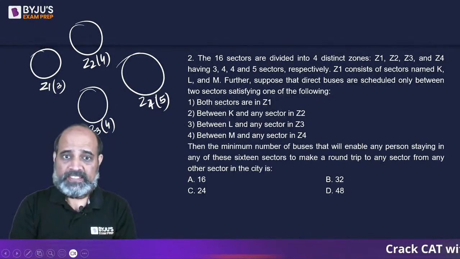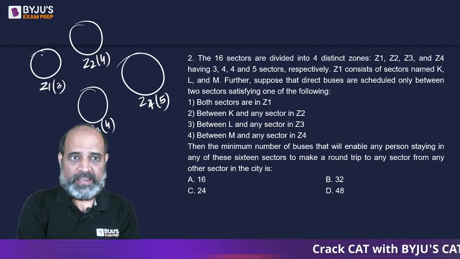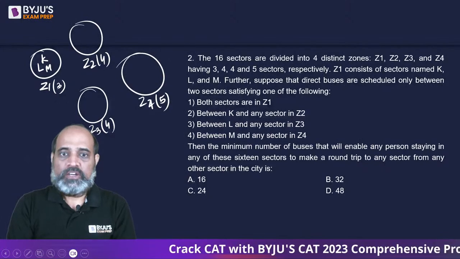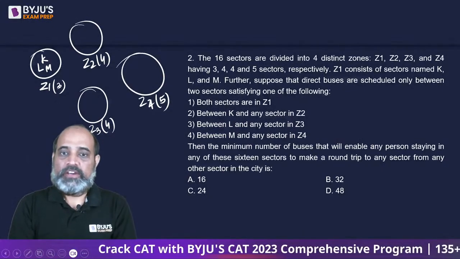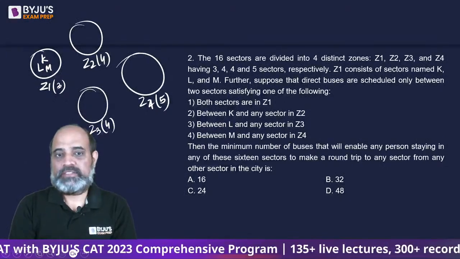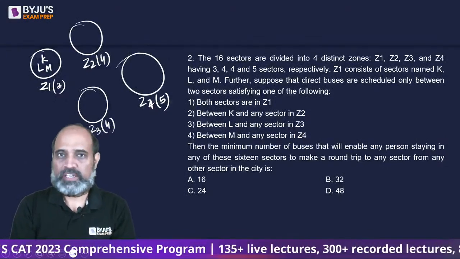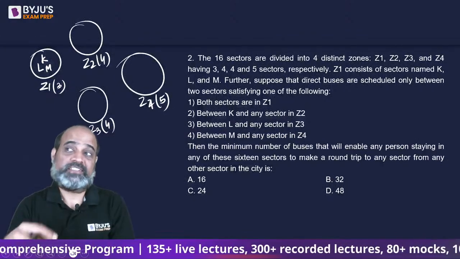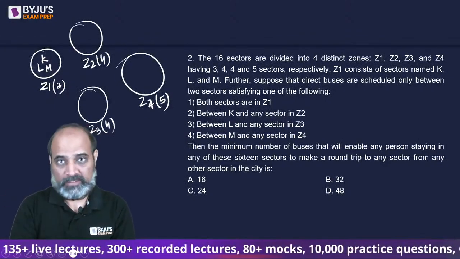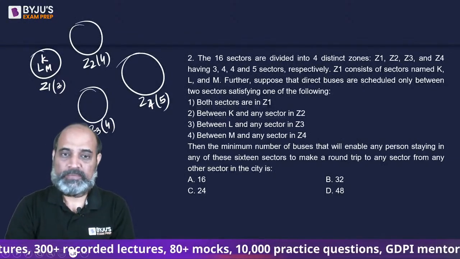Z1 consists of sectors named K, L, and M. So we have K, L, and M. Both sectors, okay. Further, suppose that direct buses are scheduled only between two sectors. Sectors की जगह city आप समझो. Okay, sectors, if it is confusing because sectors looks more like a combination of places, right? City is like specific place.